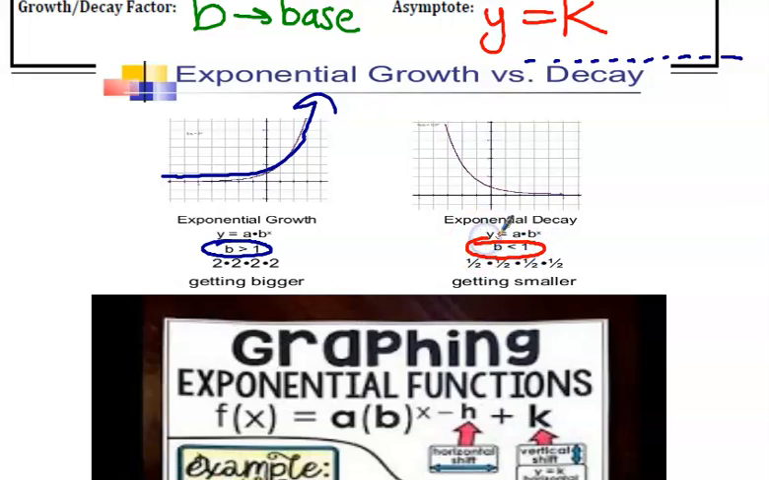B is less than 1, so this doesn't have to do with the a. It has to do with the b and the factor. If b is less than 1, it's a decay, it's getting smaller. So it's starting up high and then going down lower. If you notice, it does not cross the 0 because that's our horizontal asymptote unless we have a k.